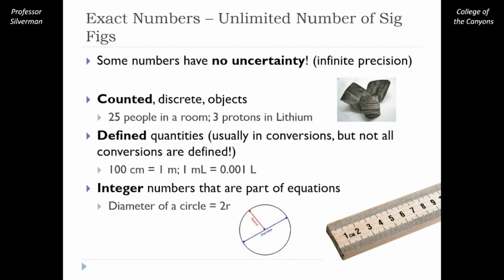My hand has exactly 5, and I cannot be guessing about that at all. Some numbers are defined definitions. There are exactly 100 centimeters in a meter. We're not guessing about that either. So that has unlimited significant figures or infinite significant figures, infinite precision. We're not guessing about it. Likewise, if we have integer numbers, parts of equations, we're not guessing about those either. So those also have infinite significant figures.